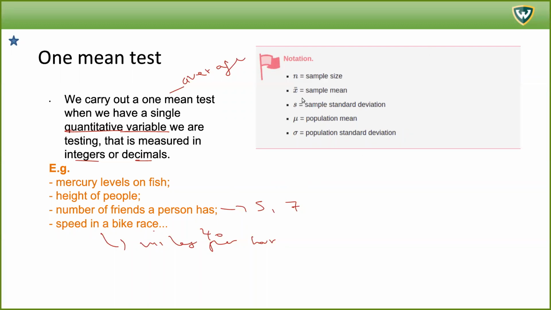Just for some terminology, as we usually do in notation: n is the sample size, x bar equals the mean of the sample, s equals the standard deviation of the sample, mu is the mean of the population, and I forget the name here, rho, the population standard deviation. No, I don't think this is rho actually. I'll double check. But we have the population standard deviation.